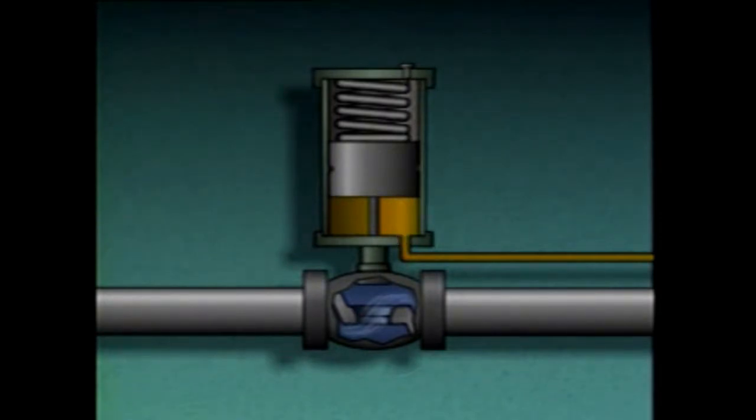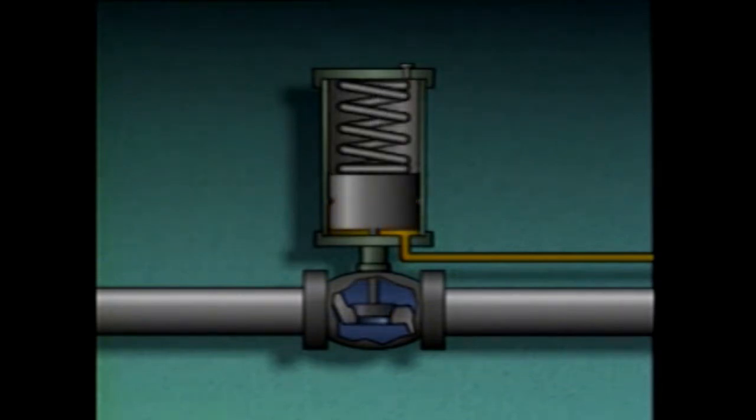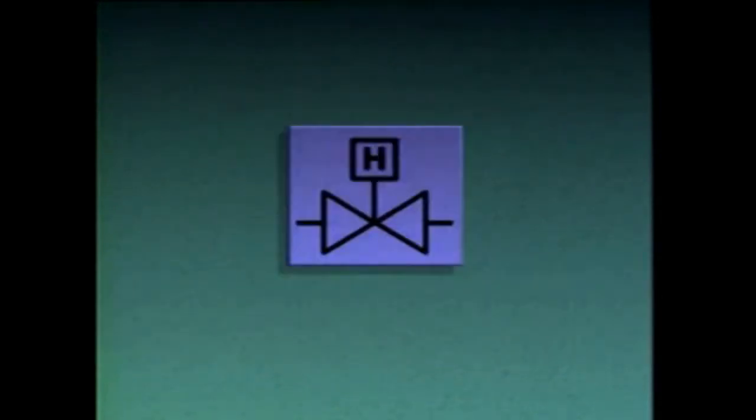It's also described as spring return because a spring forces the piston down to close the valve. If hydraulic fluid pressure is lost, the spring will cause the valve to fail closed. On a piping system diagram, a single-acting hydraulic actuator may be represented by this symbol.